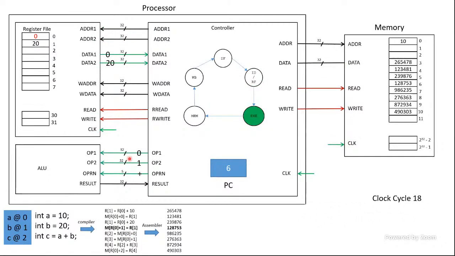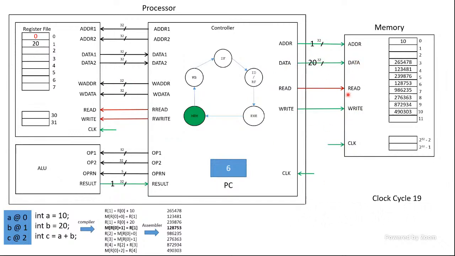There it knows it needs to calculate the memory address by adding up these two numbers, 0 and 1. It sends them to the ALU. Then data is also coming back from the register file, 0 and 20. Then in the memory state, what happens? The address value that the ALU calculated is sent over to the address port, and the data value is sent over to the data port.